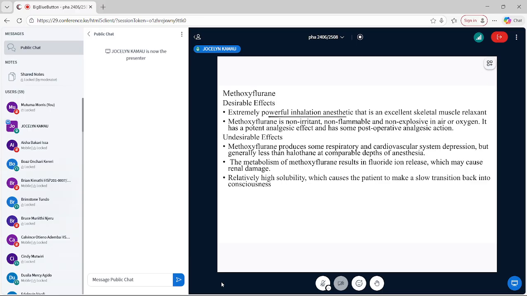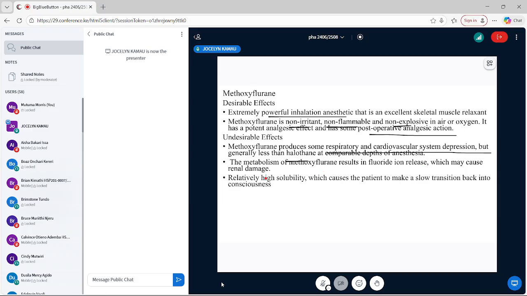So we are just mentioning what is good about it. It's an excellent skeletal muscle relaxant. It is also non-irritant, non-flammable, and non-explosive in air or oxygen. It has a potent analgesic effect and has some post-operative analgesic action. So it has some good activity, but we have also said it can have some undesirable effects. It produces some respiratory and cardiovascular system depression, but generally less than halothane at comparable depths of anesthesia.